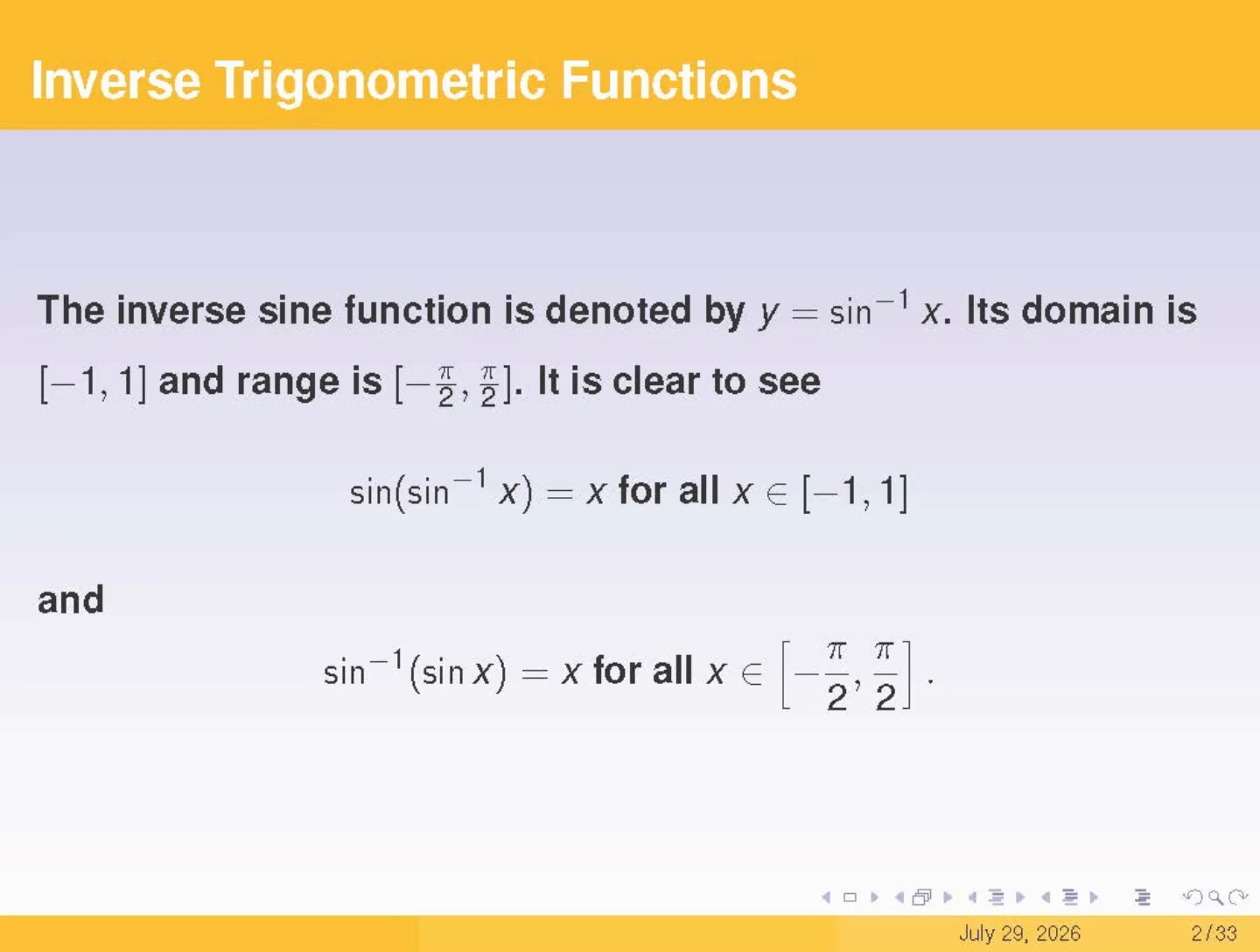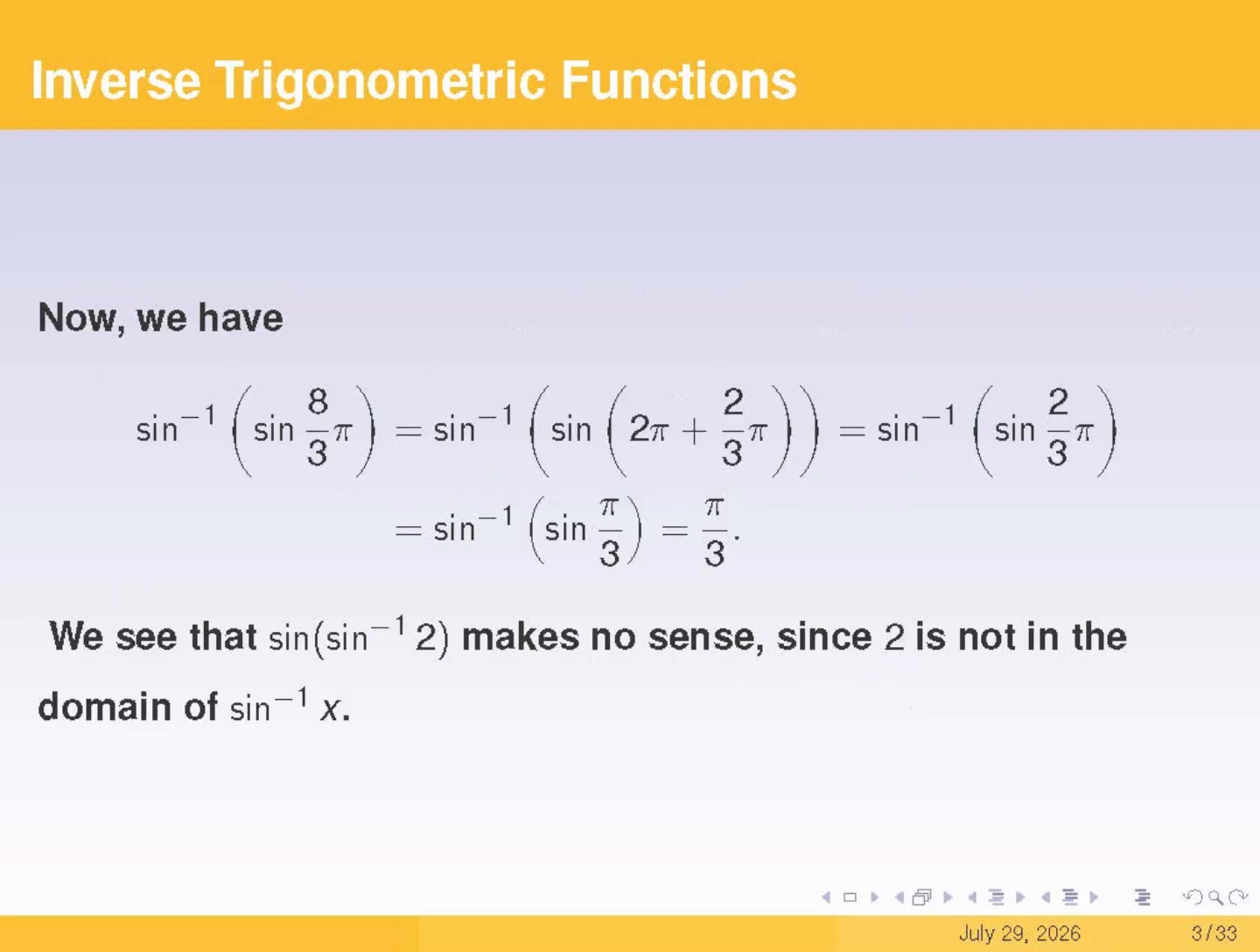Composing the original function with its inverse gives us the identity function, as shown on line 3 and the bottom line. Pay close attention to the restriction on x here. On line 3, the variable x starts in the arc sine function, so x must be in the domain of arc sine, that is the closed interval from negative 1 to 1. On the bottom line, the variable x starts in the original sine function, so x belongs to the domain of sine, that is, the closed interval from negative pi over 2 to pi over 2.